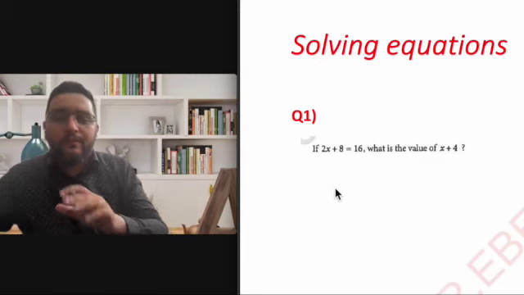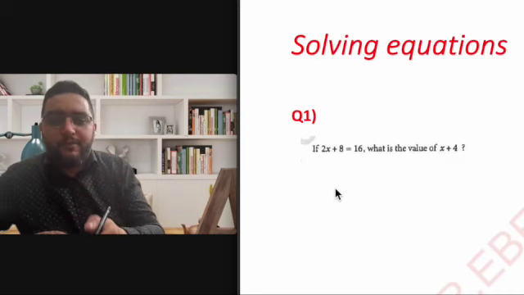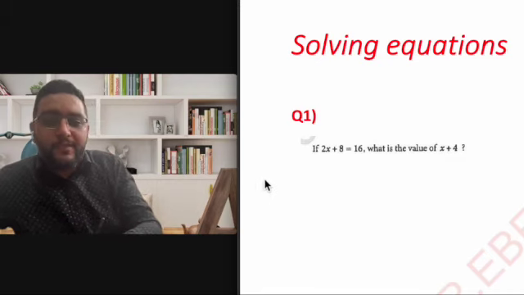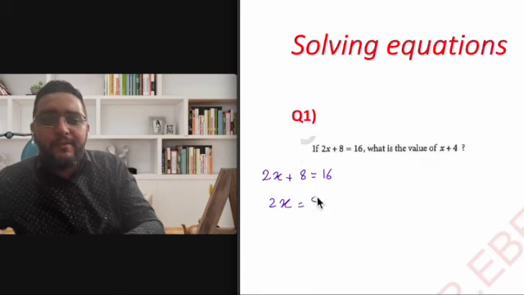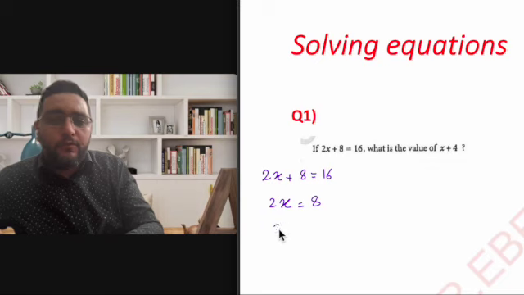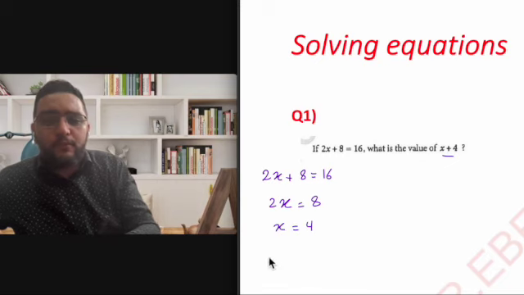You know that we can solve this question by two methods. First of all, you can find the value of x. So we can say that we have 2x plus 8, which equals 16. By subtracting 8 from both sides, 2x equals 8. Then divide both sides by 2, so x equals 4. Then we want to find the value of x plus 4. It means x plus 4 equals 4 plus 4, which equals 8.